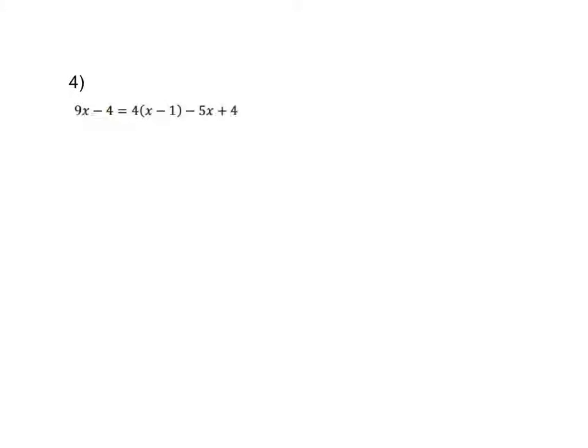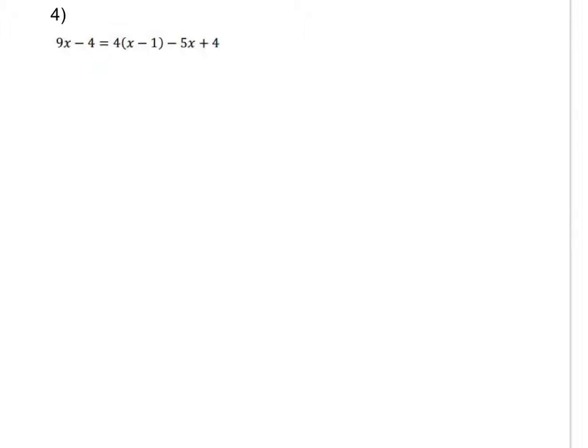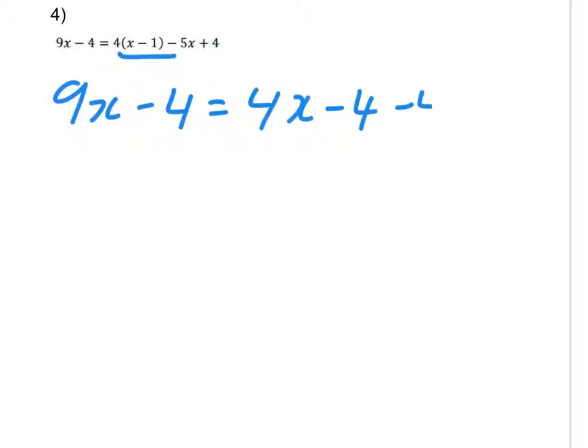And finally, the last one. One more. So we look at this situation here: 9x minus 4 equals 4 times x minus 1 minus 5x plus 4. First step, I'm going to expand this distributive property. So 9x minus 4 equals 4 into the x minus 1, 4x minus 4, minus 5x plus 4. All I've done is turn the 4 with parentheses x minus 1 into 4x minus 4.